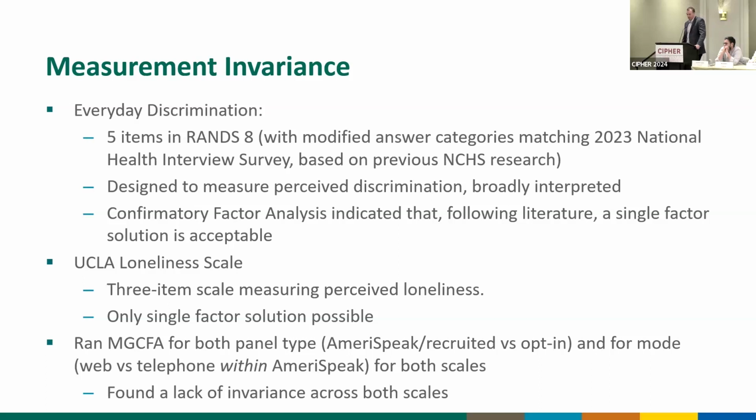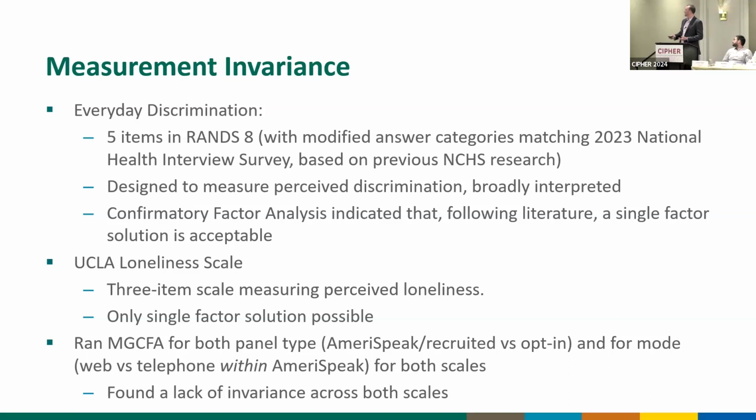So for the Everyday Discrimination Scale, this is 5 items of the larger EDS, and we actually have a slightly different answer category than it's typically used, where matching was used on the National Health Interview Survey, based on some previous research we did. The point of the EDS is to measure perceived discrimination, and the literature indicates it's a single factor solution, and we did a confirmatory factor analysis, and we found that is acceptable. And UCLA Loneliness is a 3-item scale and 1 factor as well.